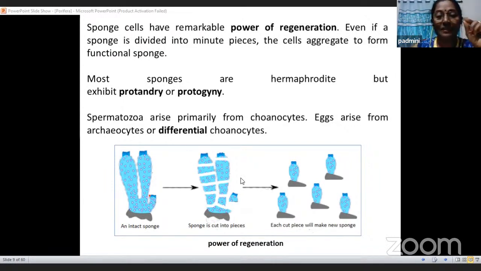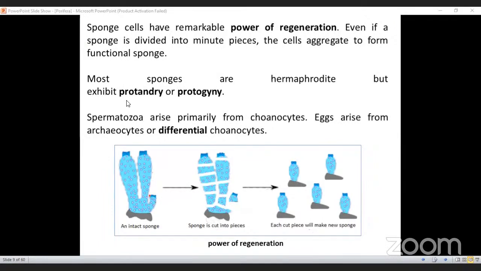So Porifera has this power of regeneration, and most sponges are hermaphrodite. I hope everybody knows what a hermaphrodite is. That is, if they have both the male and the female reproductive organs in the same individual, then they are called hermaphrodite. You can make a note of it so that you can go through it whenever you have time. And they also exhibit protandry or protogyny. Once again, explain the hermaphrodite.